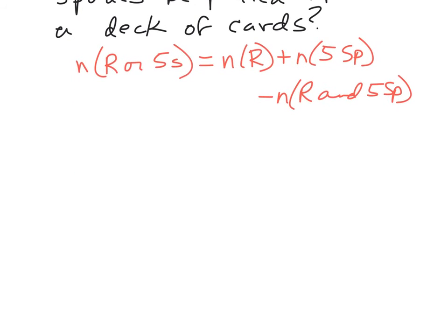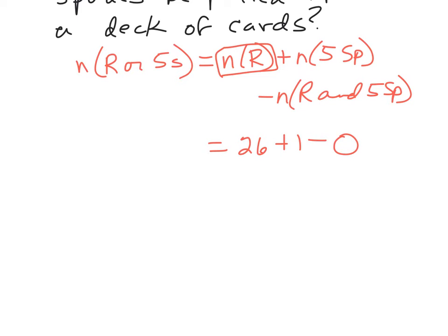All right, well, let's substitute into that formula then. Tristan and Summer, how many red cards are in the deck? 26. Plus, how many 5 of spades are in the deck? 1. Minus, how many cards are both red and the 5 of spades? 0. The 5 of spades is black, isn't it? It's not red, so the 0.